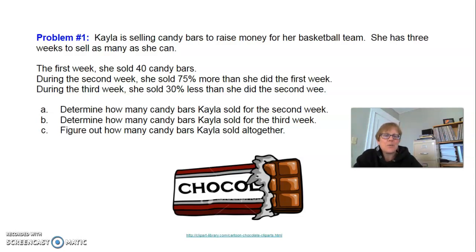All right, so here's what you need to figure out. Determine how many candy bars Kayla sold for the second week, then determine how many she sold for the third week. And then once you've got that, you can do C, figure out how many she sold all together. So go ahead and pause the video, figure this out. And I'm going to have to fix this slideshow up. That's a pretty bad misspelling. Get it going again when you're ready for the answer.